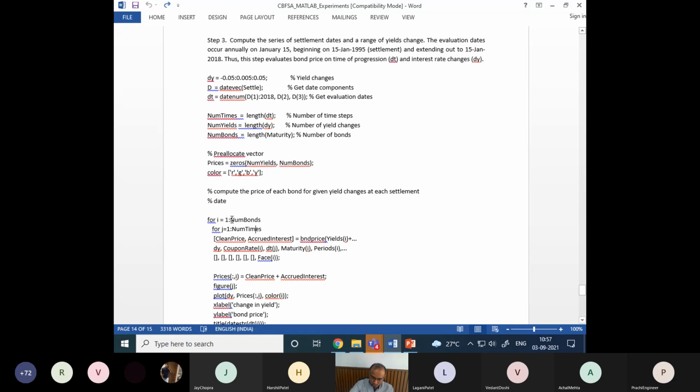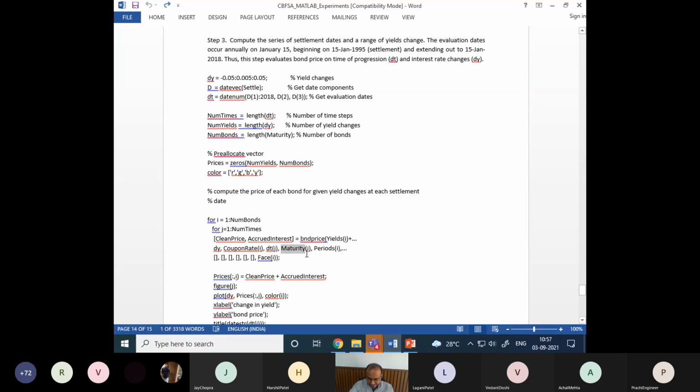Okay, so I am running for bond 1, 15 January 95, 96, 97, likewise then bond 2. And I am calculating now the clean price and accrued interest using the bond price function. If my yield is not a constant, then the yield of I means the yield of bond 1 plus dy. If the yield of bond 1 is varying from this coupon rate of I, considering the coupon rate of bond 1, and dtj, considering it is evaluated on this date.